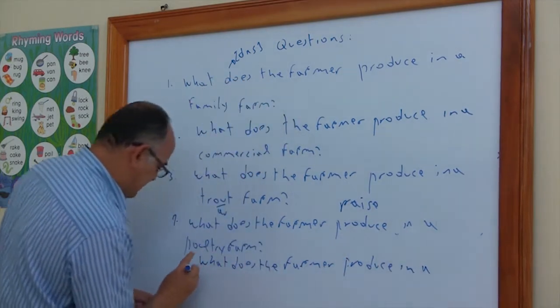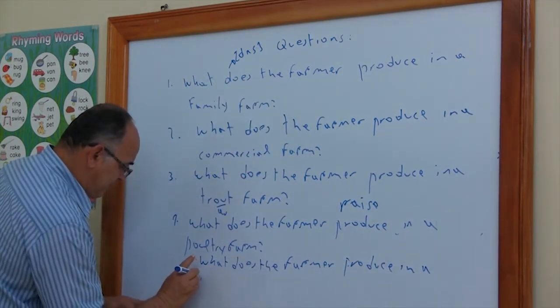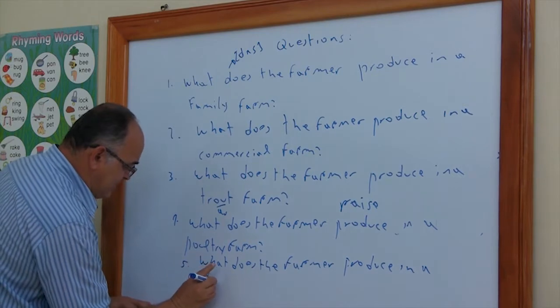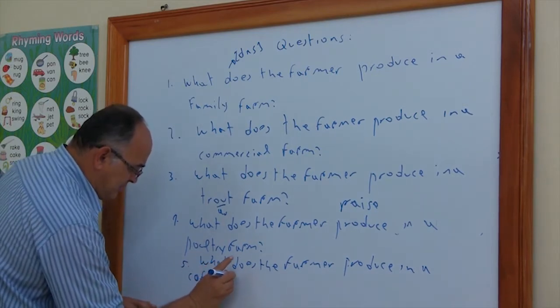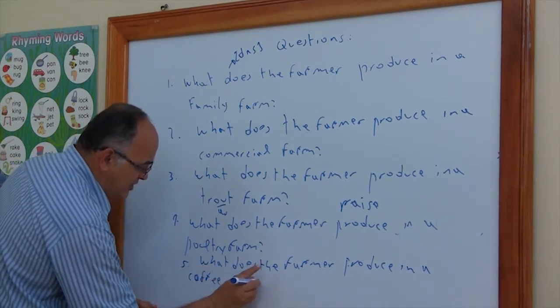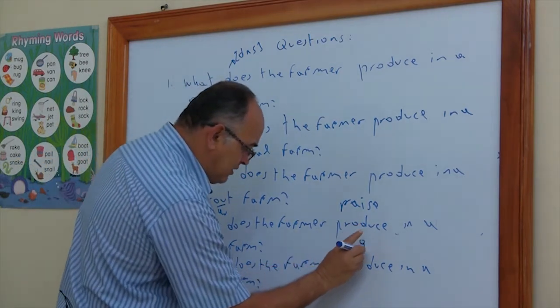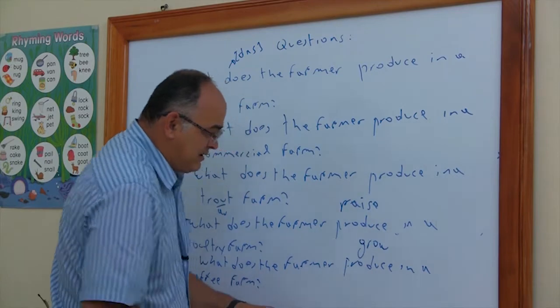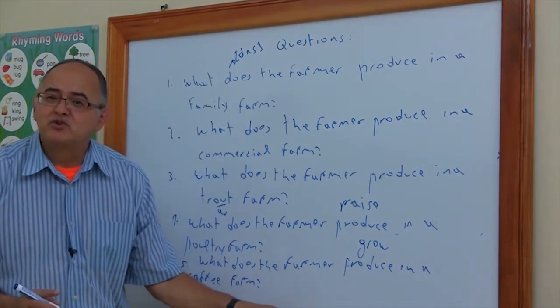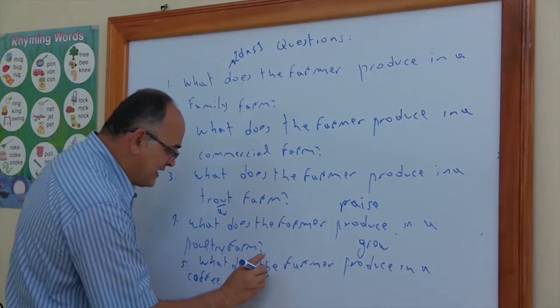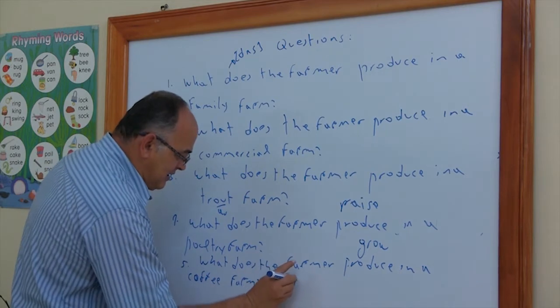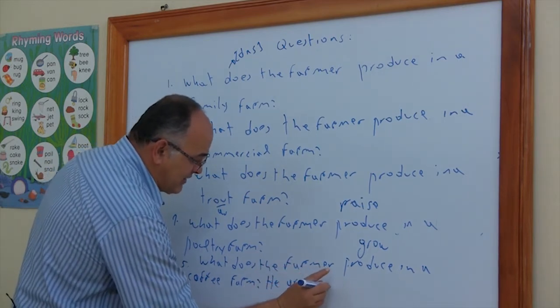Produced in a coffee farm. Also, you can change the question, or you can change the verb. You can say, what does the farmer grow? Right? ¿Qué cultiva? ¿Qué produce? He grows coffee, right? He grows coffee.